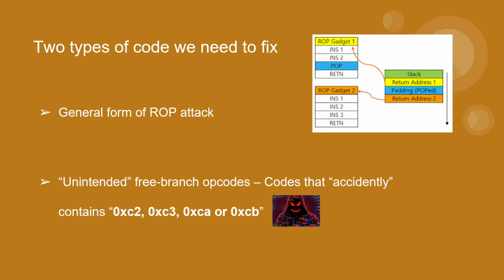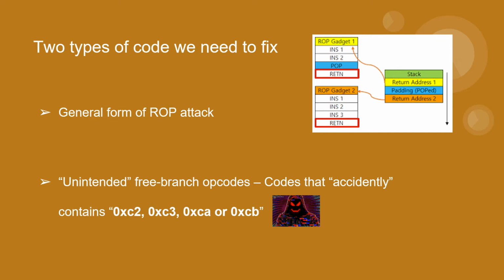First, let's take a closer look at gadgets. In each gadget, there are 2 parts: code section and linking section. The linking section should end with a free branch instruction that changes the control flow of the application. It could be a jump or return instruction. This is a general form of ROP attack.